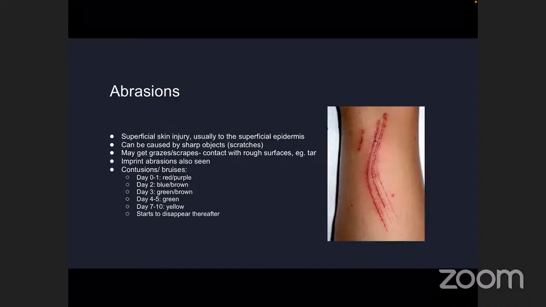And then just a general, but not hard and fast rule about healing of bruises.